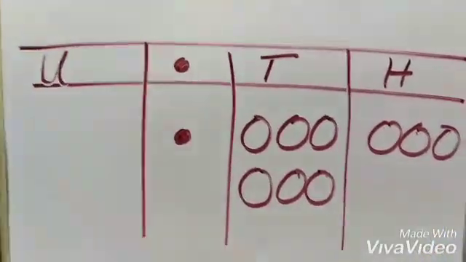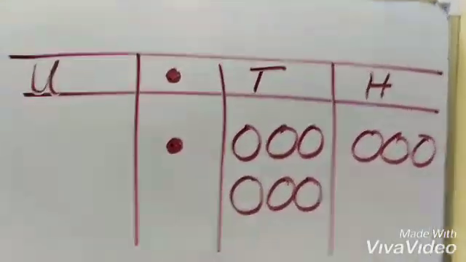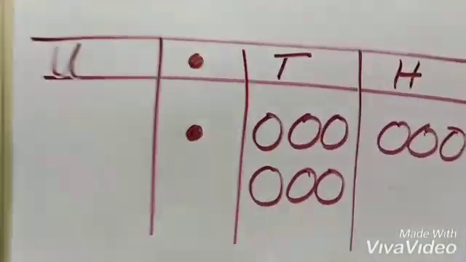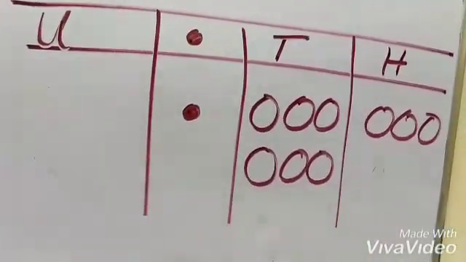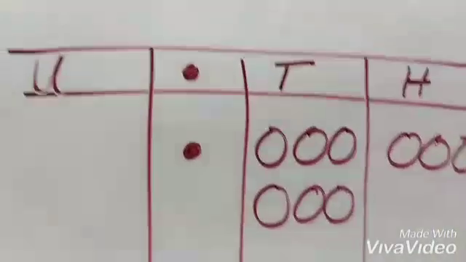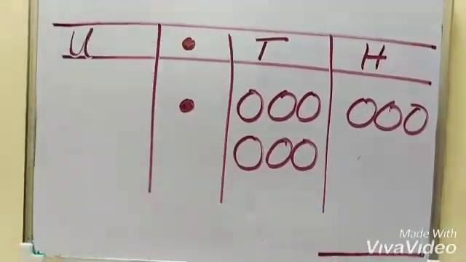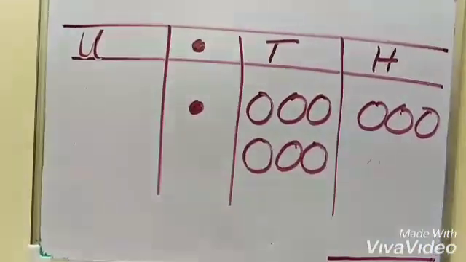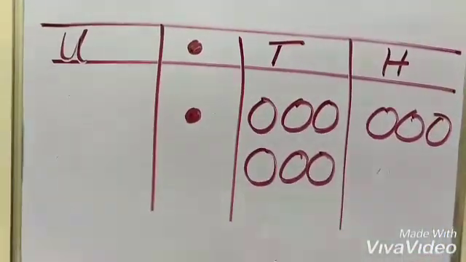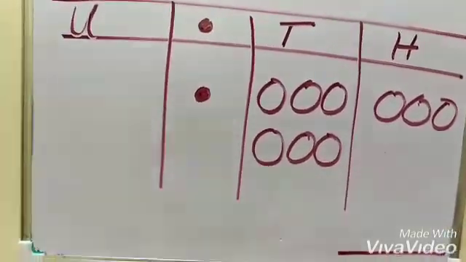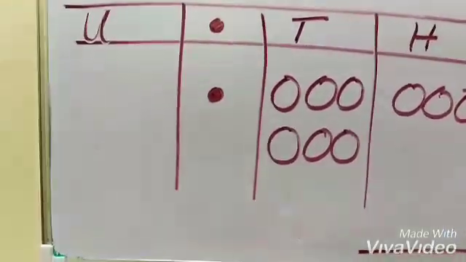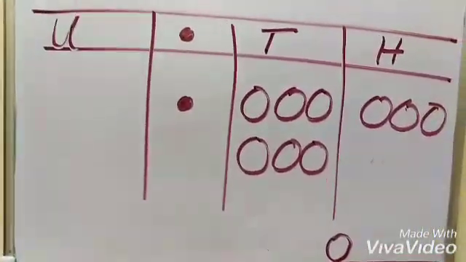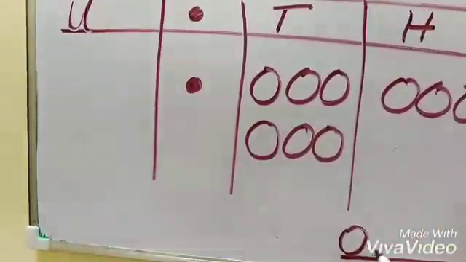Now open your workbook, page 62, and find out the answers of the following questions. In this question, we are going to write the decimal number for each of the following. To write the number in decimals, we must start with the units place. What is the value of the units place? Since there is nothing in the unit place, the value of the unit place equals 0. So the first number is 0. After that, we have to write down the decimal point.